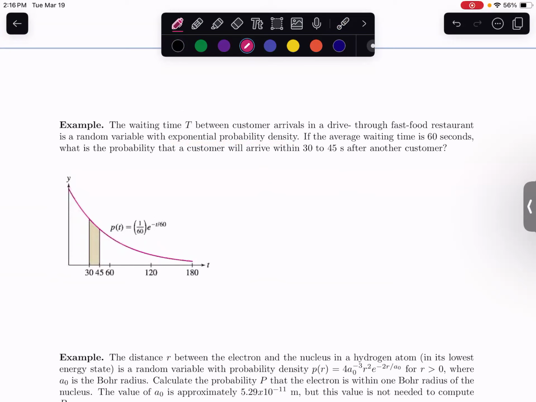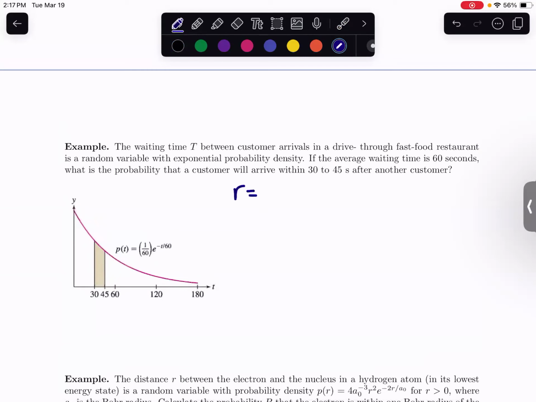The first thing we want to note is that we're given that the average waiting time is 60 seconds. So what this tells us is that r is going to be equal to 60 in our probability density function. Rewriting, I already give you what the function looks like in the graph pictured on the left. But this tells us that p of t is going to be equal to 1 over 60 times e to the minus t over 60.